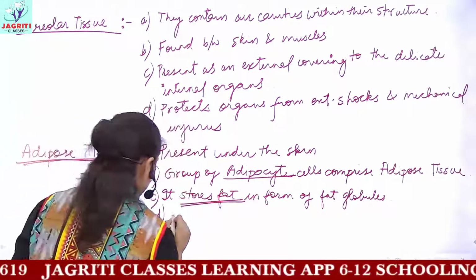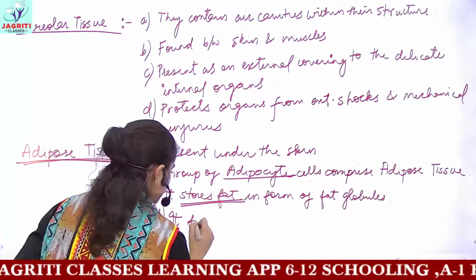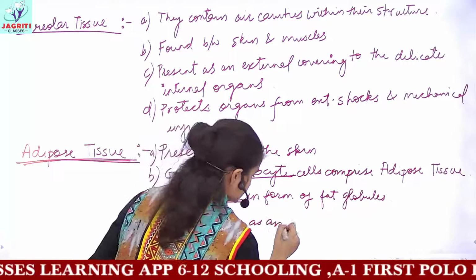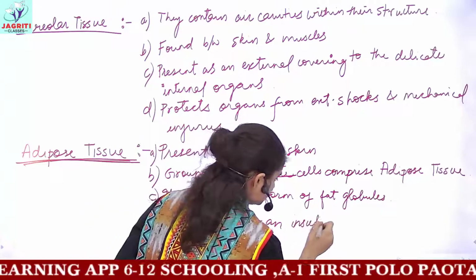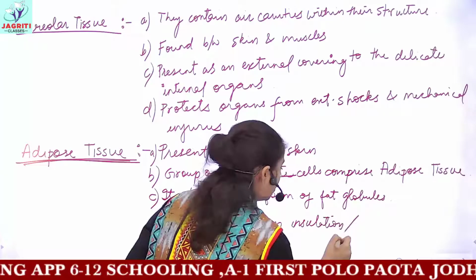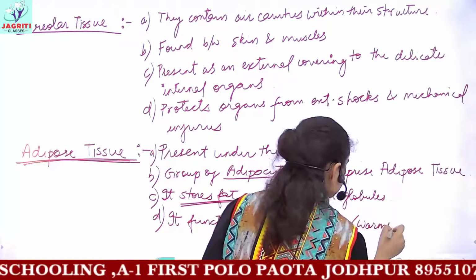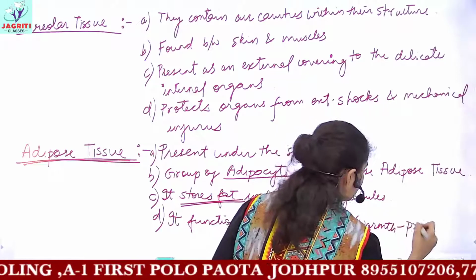So adipose tissue functions as insulation. What do we mean by insulation? Insulation means it functions as a warmth providing layer.